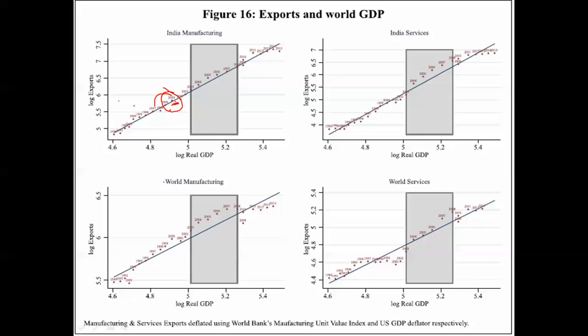Best fit means that when our GDP increases, exports increase proportionately. That is, exports are proportional to GDP rise or growth. But India's exports were higher than the relative increase in GDP growth. Similarly, in services too, are you seeing here? In 2000, India was just on the line of best fit. Okay.